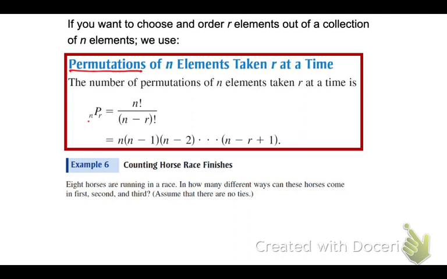It is n factorial over n minus r factorial. Does that kind of look familiar? What's r? r is the number of things you want to pick. n is the number of things that there are.